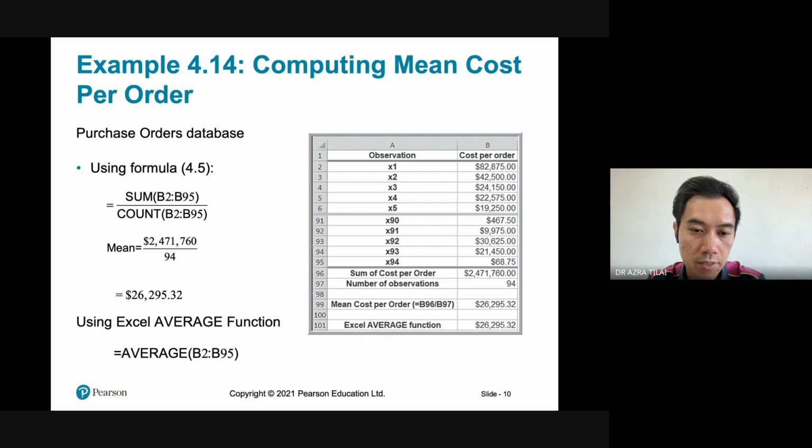So again, here we have the example whereby they use the purchase order database, for you to have a clear picture of how mean is calculated. What does mean mean? Mean is average. Meaning that the total number of orders, as you can see in this example on the slide, is totaled up and then divided by the number of orders, which is 94. So 2,471,760,000 divided by 94, then you get the average, which is the mean.